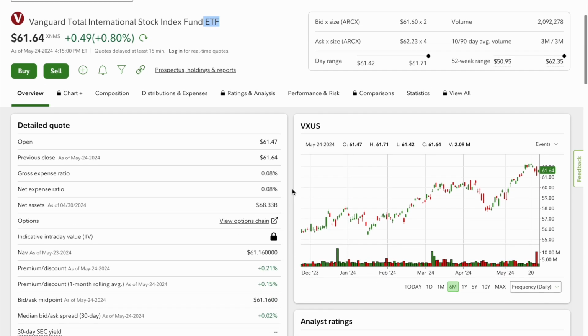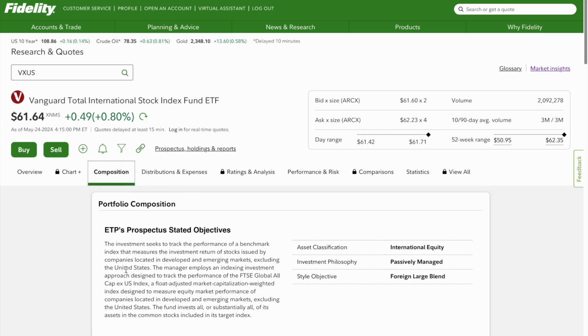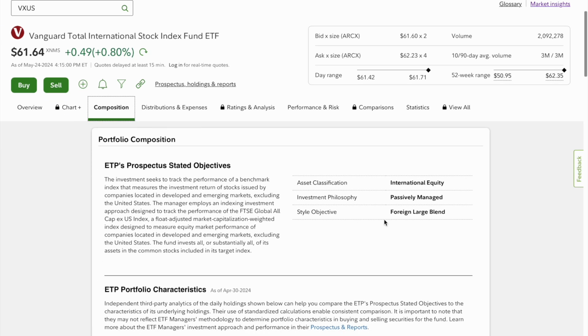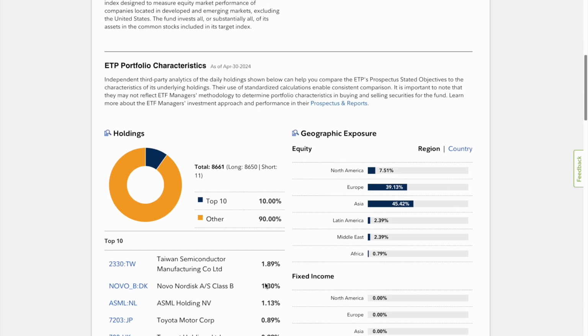I just wanted to review this real quick. It is another good fund. It has 0.08 expense ratio, so 80 cents per every $1,000 you invest in it. Costs $61.64 currently. It is passively managed, which is what I'm looking for because I want to pay low fees, and that's how you're going to get that 0.08 expense ratio.